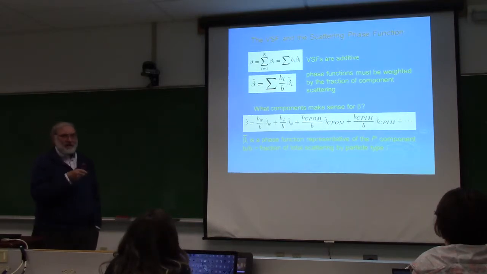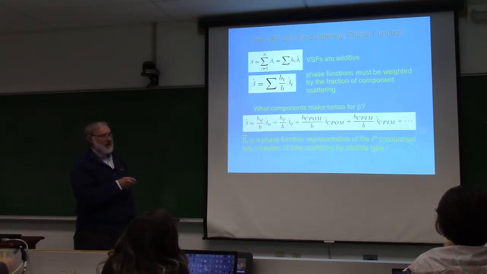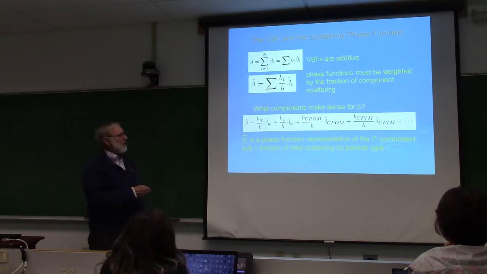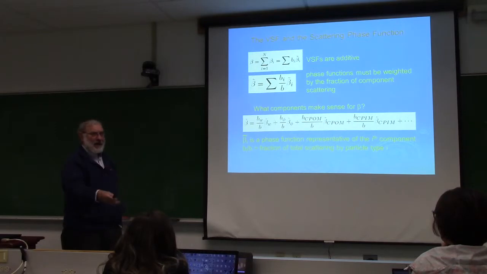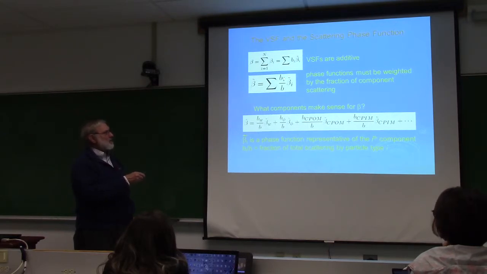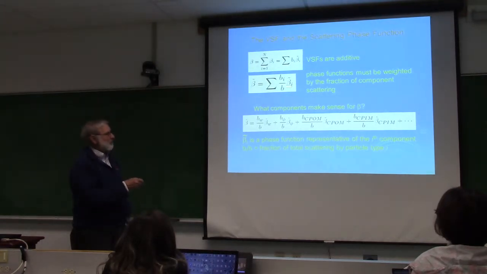then to add together phase functions, you need to weight them by the fraction of the scattering that's due to each particular particle. So I'll often have a phase function for water, one for phytoplankton, one for mineral particles, etc. And I want to add those together and get the total phase function. I just have to weight each of those by the fraction of the total scattering that's due to water, the fraction due to phytoplankton, the fraction due to air bubbles, and so on.